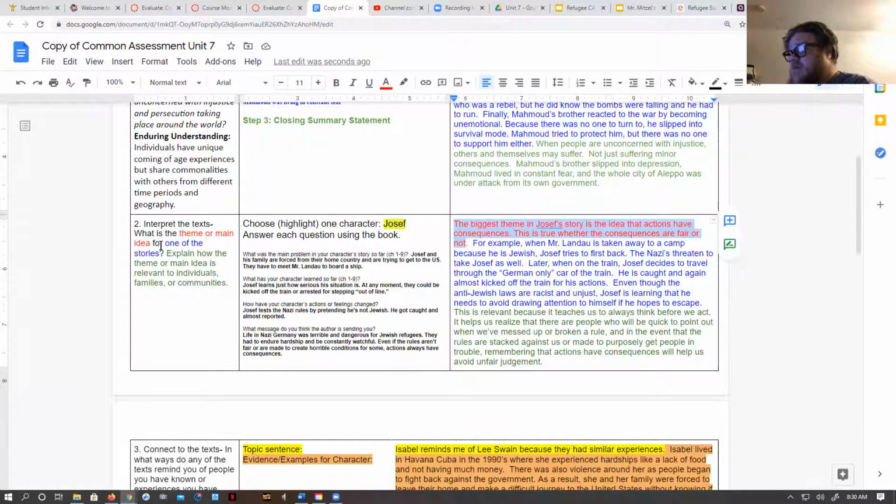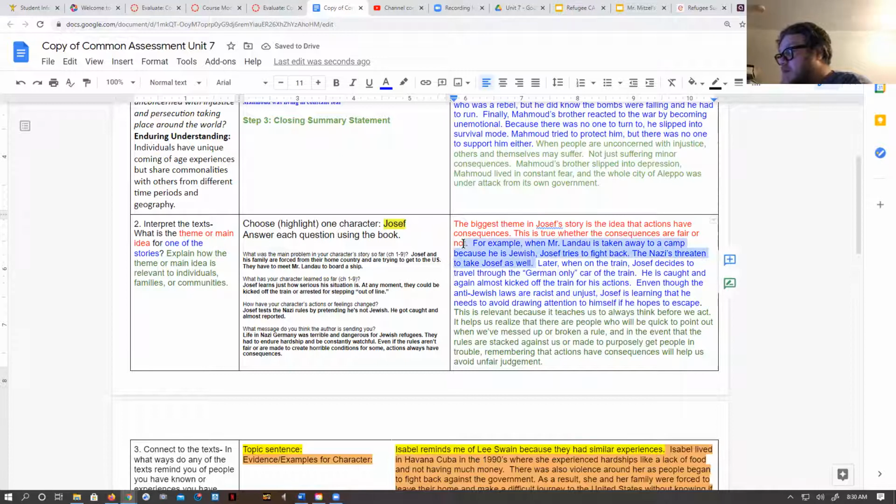The next is one of the stories. Okay, so examples from the text. I use that keyword for example. You should put that in, and then I actually gave two examples. You should as well. For example, when Mr. Landau is taken away to a camp because he's Jewish, Joseph tries to fight back. The Nazis threaten to take Joseph as well. That's the consequence. He tries to fight back. It's not fair, but they threaten to take him away, and that keeps him from fighting back even more.